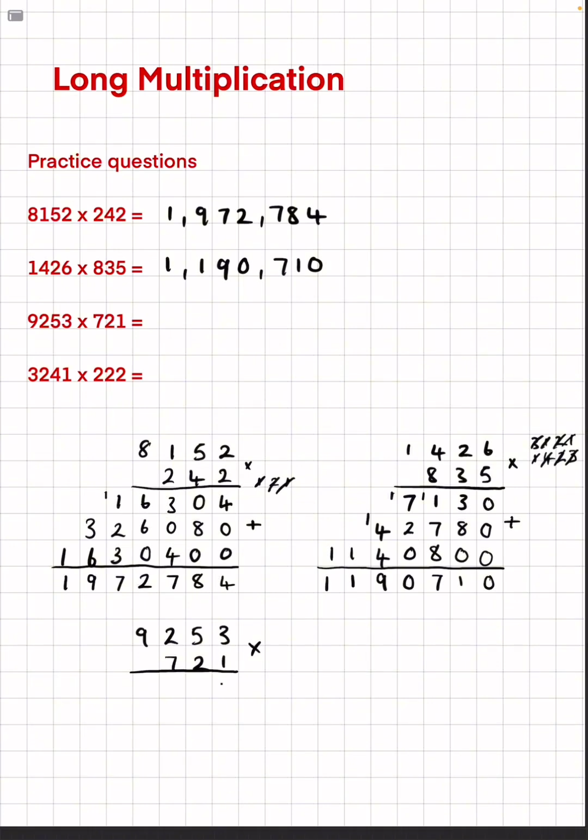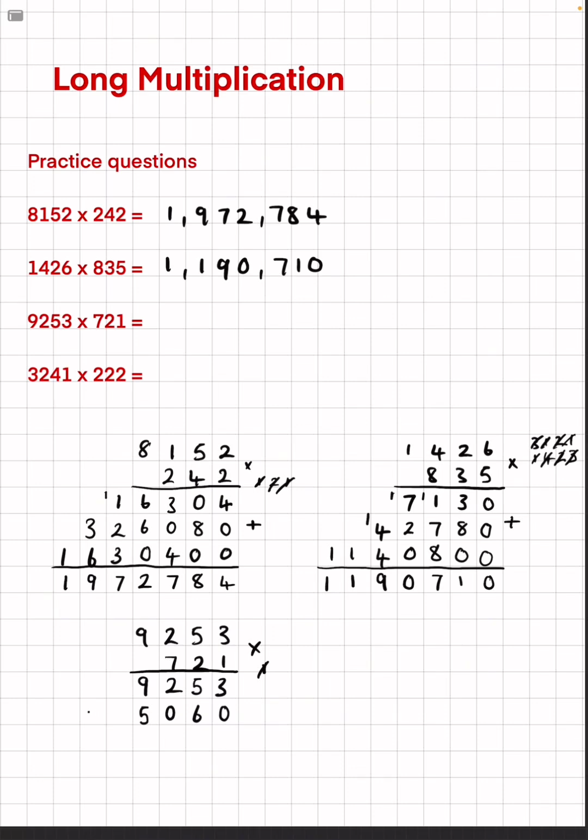1 times 3 is 3. 1 times 5 is 5. 1 times 2 is 2. 1 times 9 is 9. Instead of doing 20 multiplied by 3, we're going to put the 0 here and do 2 times 3 is 6. 2 times 5 is 10. Put the 0 down, carry the 1. 2 times 2 is 4. Add 1 is 5.